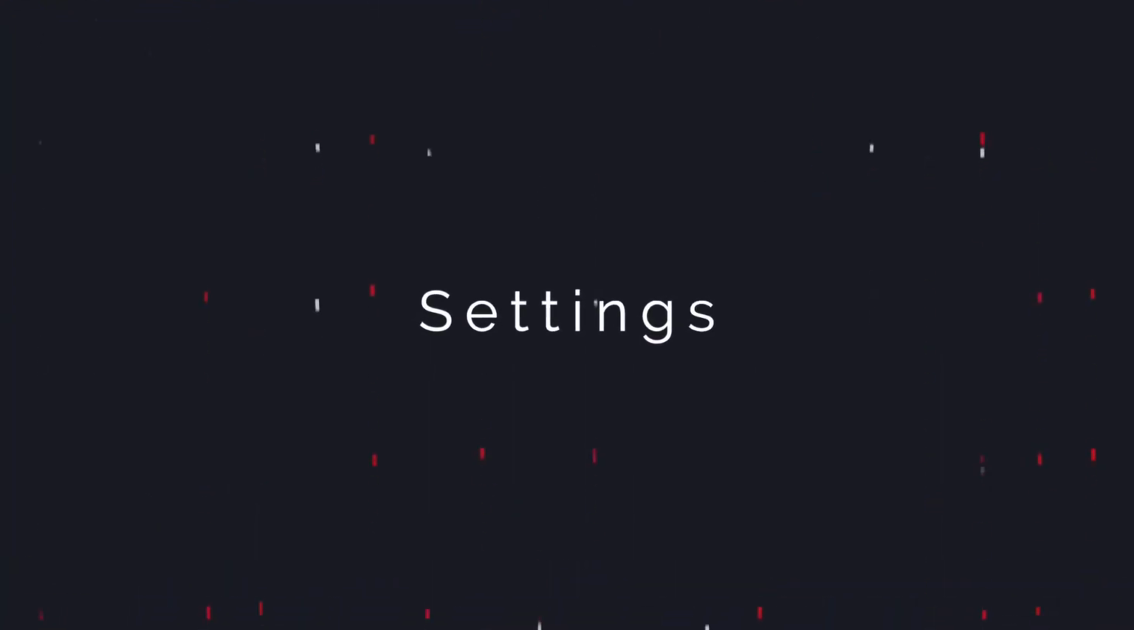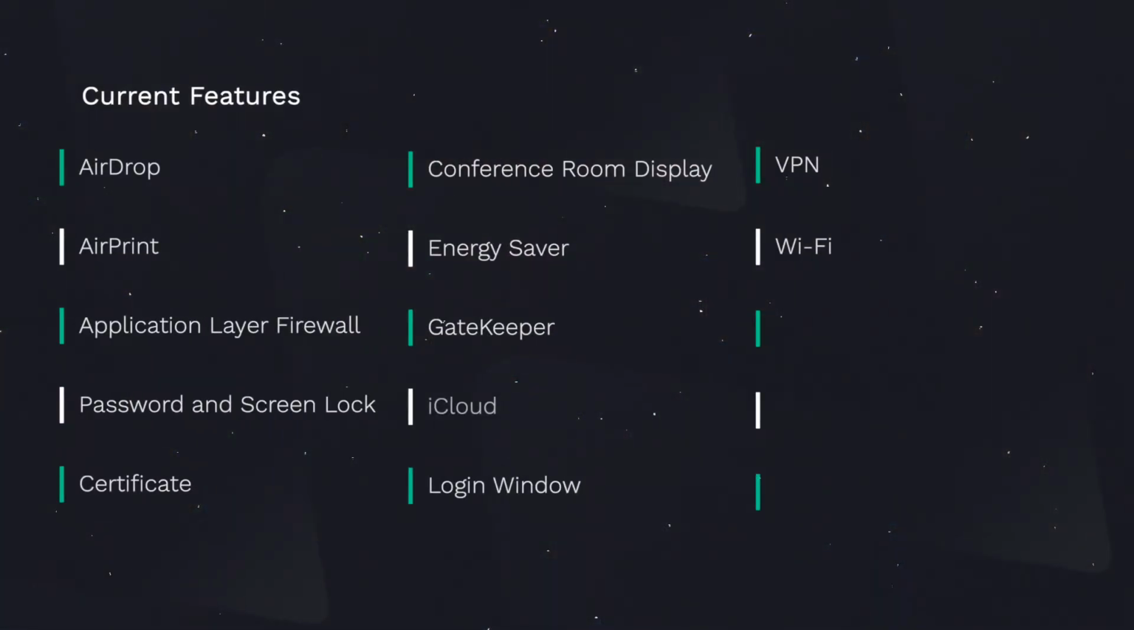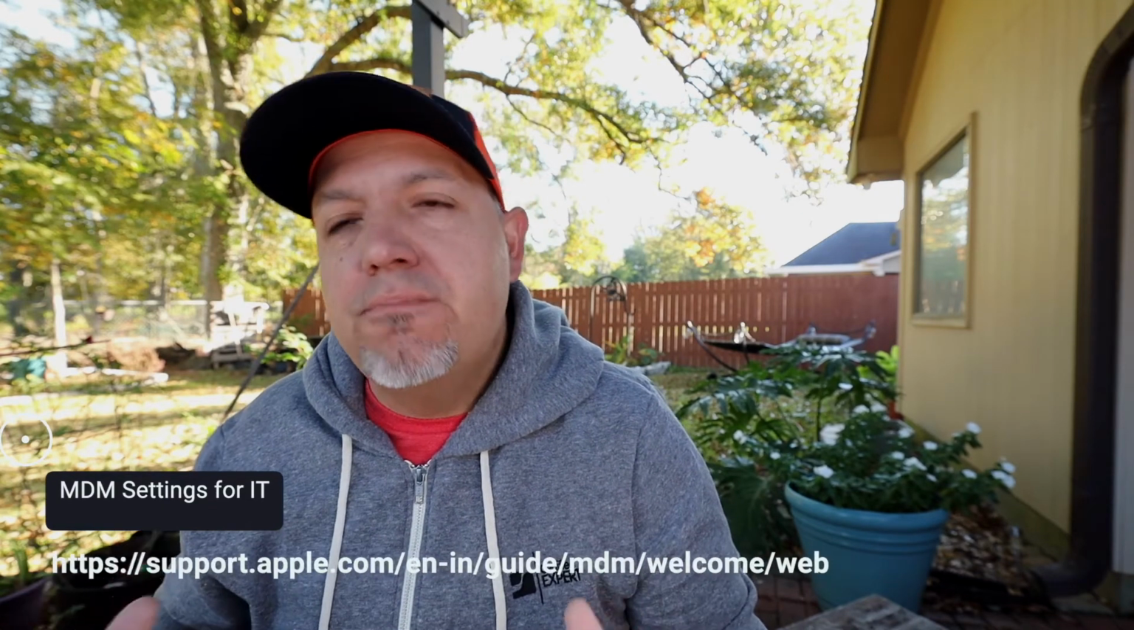Let's talk about number 7, settings. So I'm going to put these on the screen here. Here are the settings at the launch of this product: AirDrop, AirPrint, Application Layer Firewall, Password and Screen Lock, Certificates, Conference Room Display, Energy Saver, Gatekeeper, iCloud, Login Window, VPN, and Wi-Fi. Now, these are the list of settings that Apple Business Essentials allows you to manage. This is not a representation of what the Apple MDM framework can do, but this is a condensed version that Apple believes is essential for small business customers to get off the ground and manage those devices, or at least to manage settings on those devices.